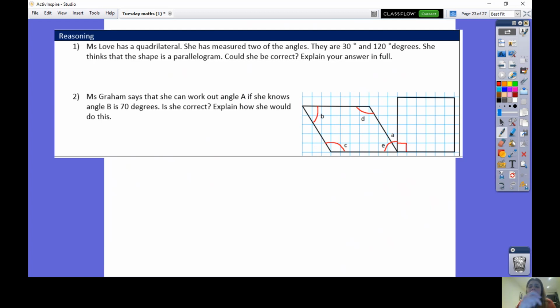All you need to do for this question is remember that fact you know about parallelograms. Opposite sides are, yeah, that's the one.